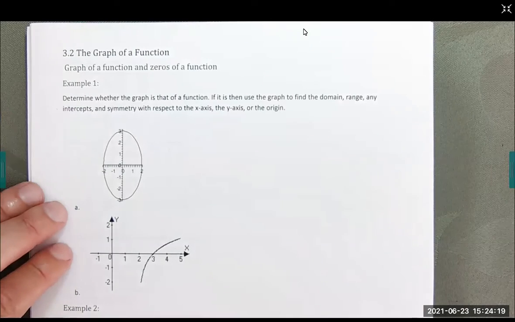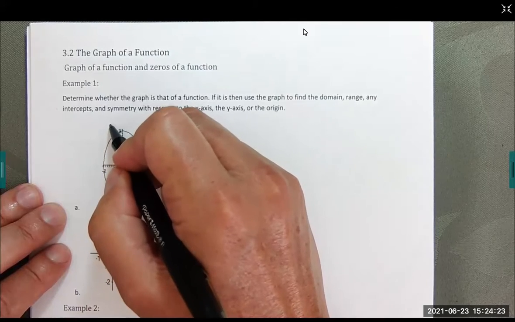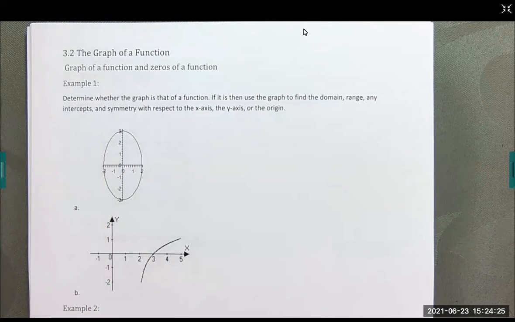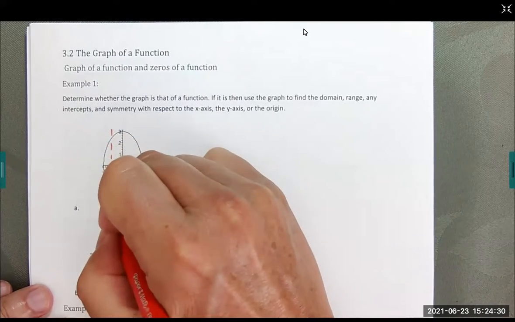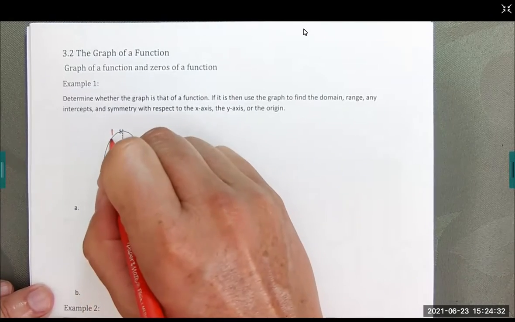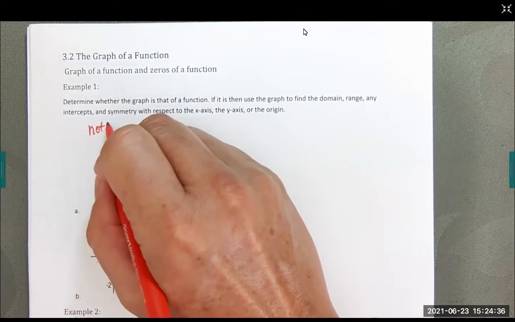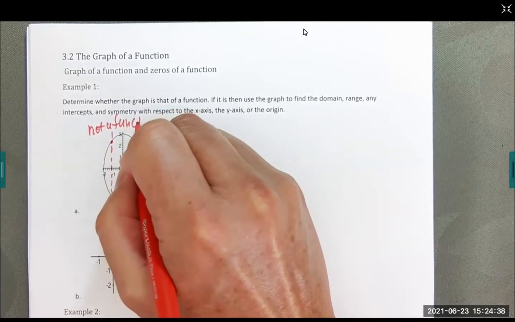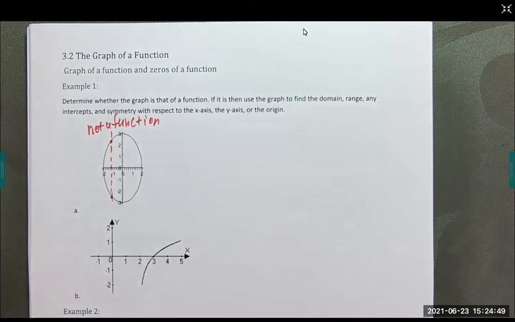So in this case, we would do the vertical line test, and we can see if I do a vertical line, let's use this here, you can see that it's touching in two places. Therefore, it's not a function. Every vertical line can only cross the graph one time if it's to be a function. And that's due to the definition of what a function is. We can still find the domain and range.